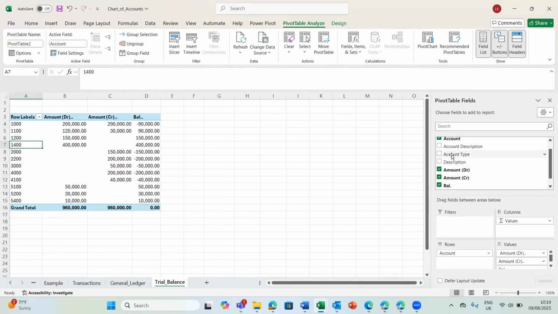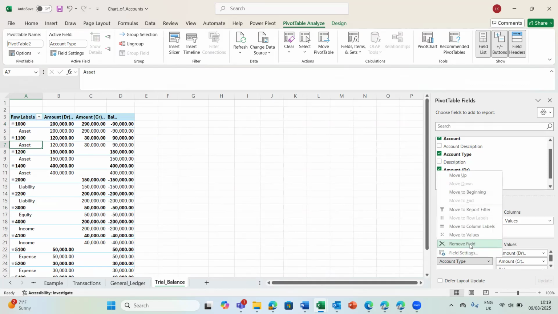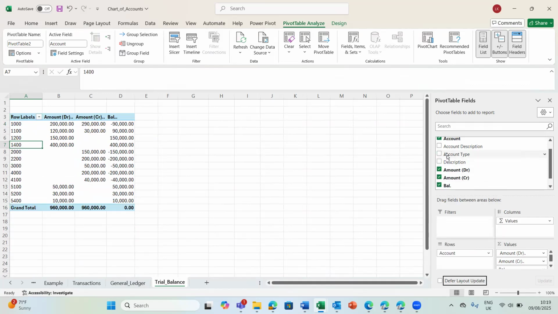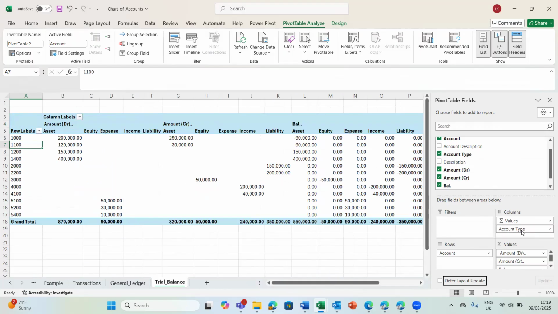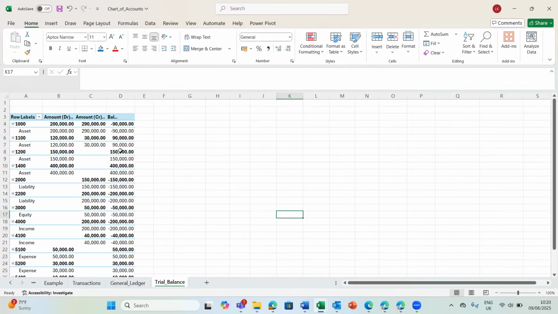And for the account type, what happens if I put it like that? No, it doesn't look good. More fields. What if I put it under columns? Doesn't look good as well. But there are so many ways you can present this data. Anyway, let me put it under this one. So this is how the trial balance will look like.